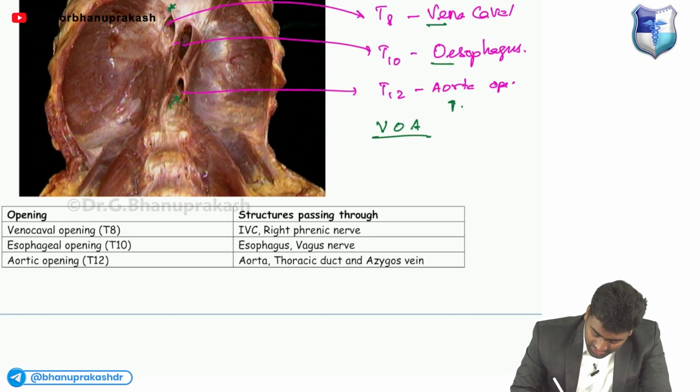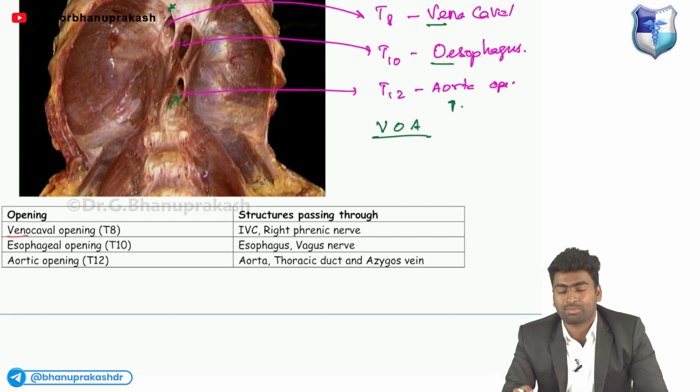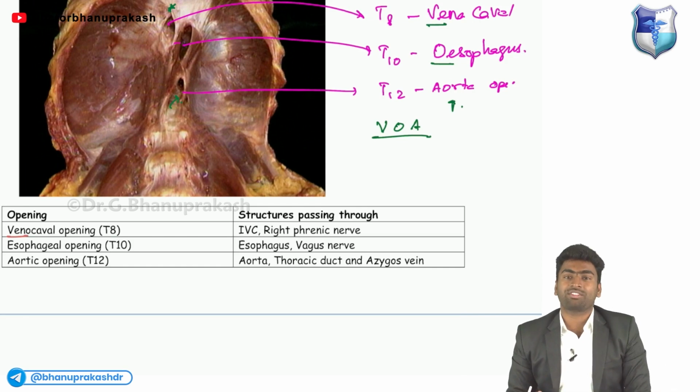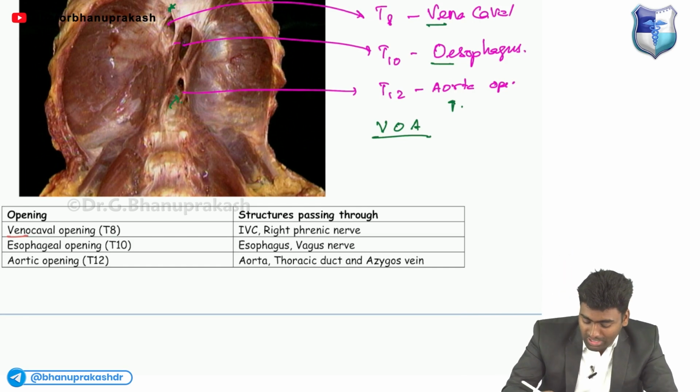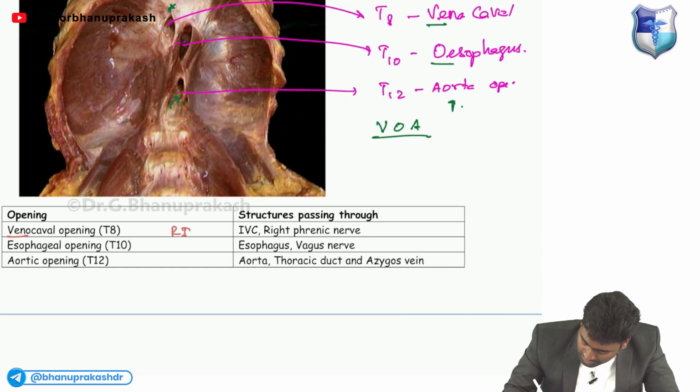Then we will see which structures are passing. Obviously, if there is a vena cava opening, the vena cava will pass, but they will ask what other structures pass through the vena cava opening. You can remember by the mnemonic RIP: the right phrenic nerve and the inferior vena cava.